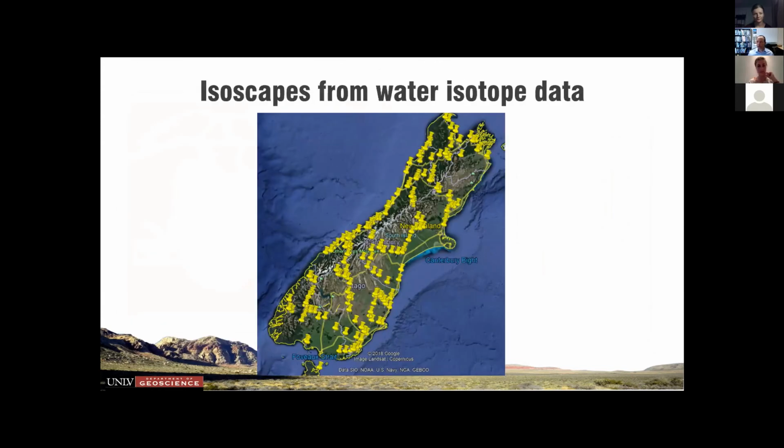Now, what do you do if there's no data from your field area? Well, you can collect it yourself over time. That takes many years. If you're doing a master's thesis or a dissertation, sometimes you don't have time to do that. One of the things you can do is measure over space and then use those isotopic variations over space and correlate them to climatic parameters, right?